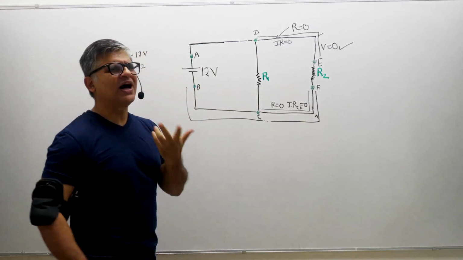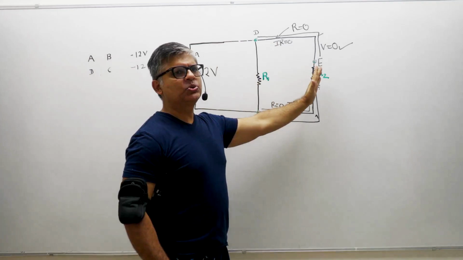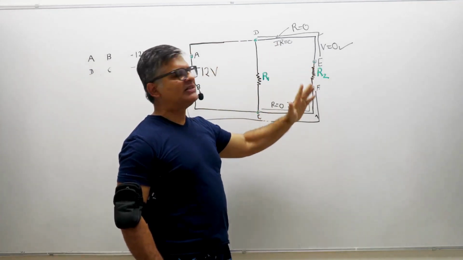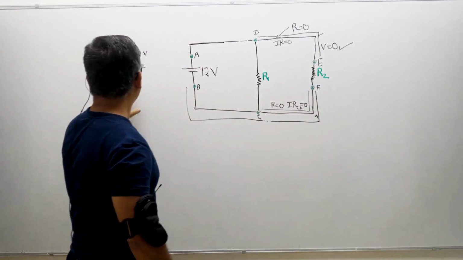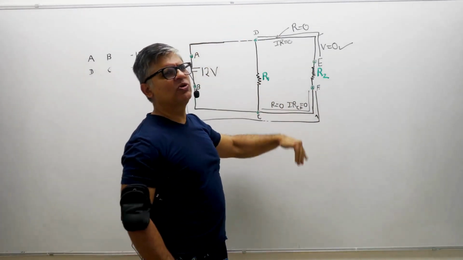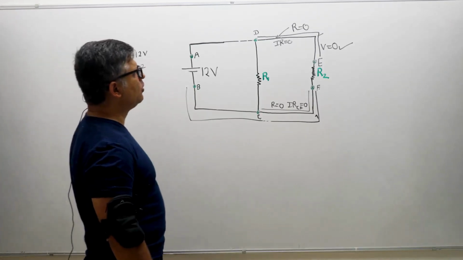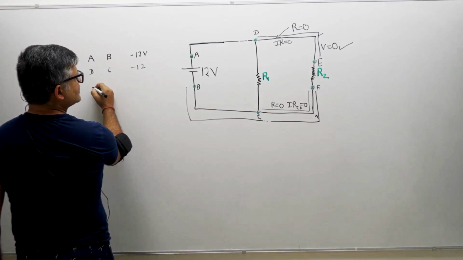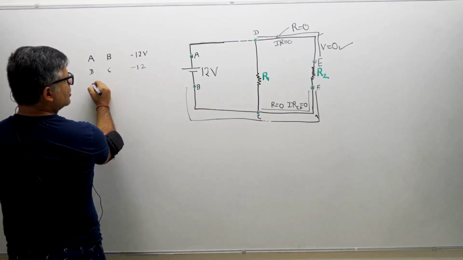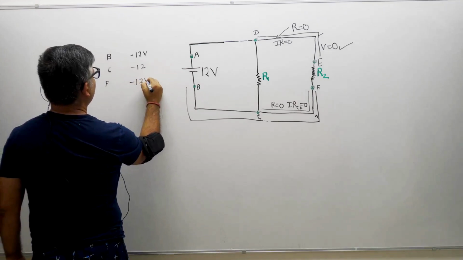And also one could argue the 12 volt is parallel to R2, and therefore the potential drop across R2 is minus 12 volt, which is a drop. You lose potential going from the higher to the lower point. So I will write this as: the potential drop across E and F is minus 12 volts, right?